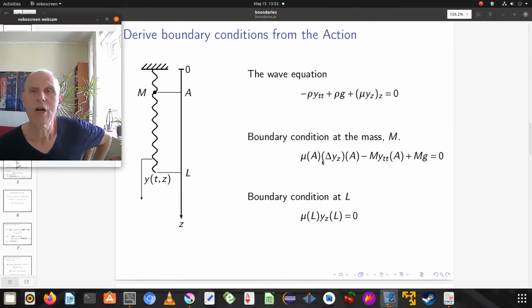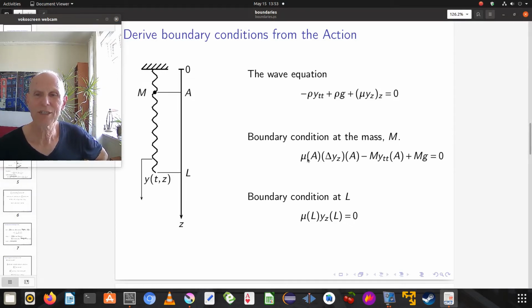I wanted to comment on what happens if you thought that, well, maybe y_z is continuous across the boundary. Then this term would be missing, and the equation one gets for a is that it just falls down by the force of gravity. Then one might think, okay, maybe it's not reasonable to think that the derivative is constant across the boundary.